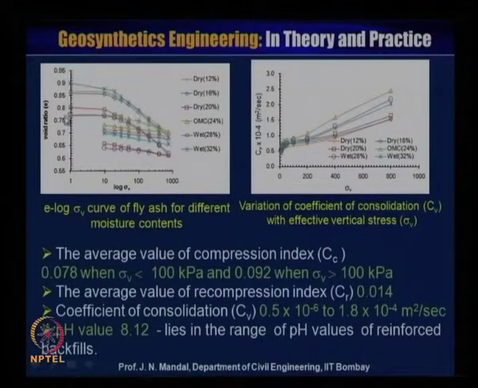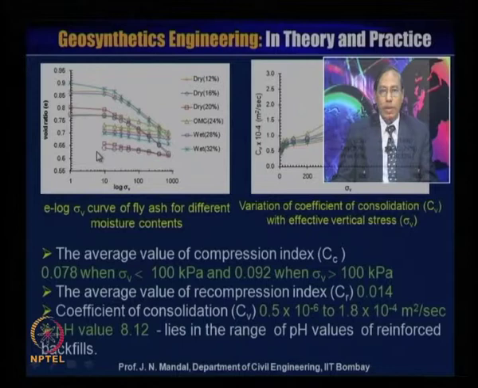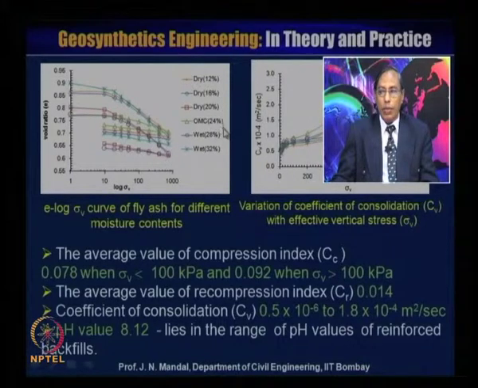Next, this is the e-log sigma v curve for fly ash for different moisture content. The x-axis is in log scale of sigma v, and this is the void ratio, as you know from the consolidation test. This is under the dry side of 12%, 16% and 20%, and you know the OMC is about 24%. Then on the wet side we have selected 28% and 32%. So, you can see the nature of the relationship between the void ratio and sigma v.